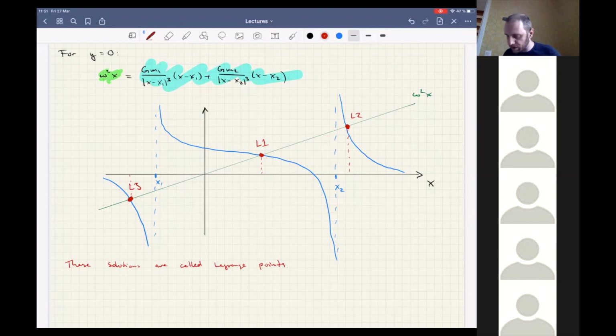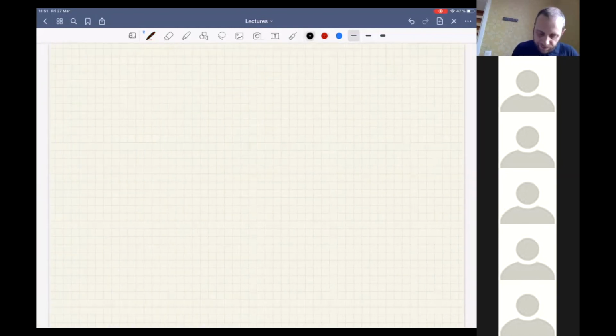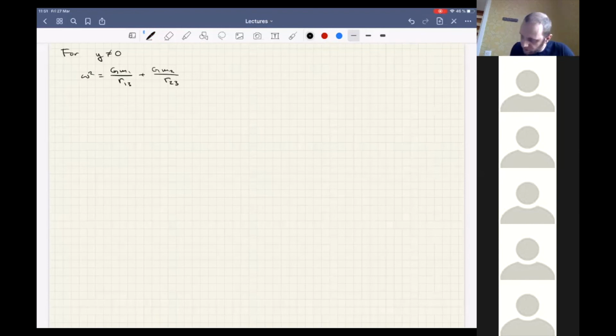We also need to discuss the solutions that are possible off the x-axis. If we do that, so that's for y not equal to 0, that gives us omega squared equal to G m1 divided by r13 cubed plus G m2 divided by r23 cubed, right? Yes. There are cubes there.